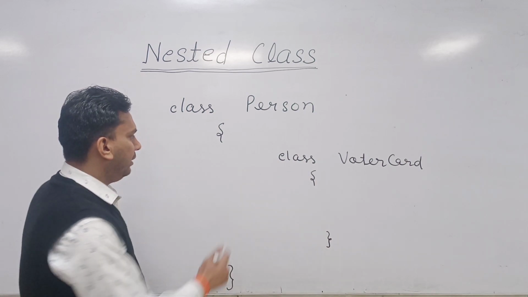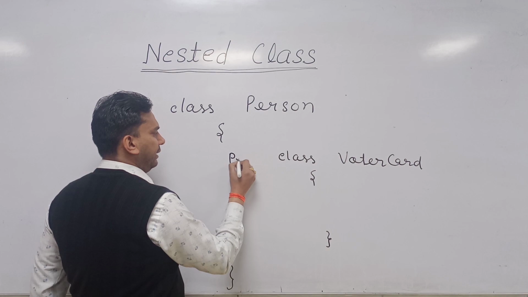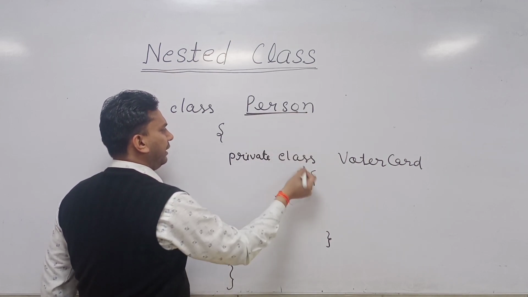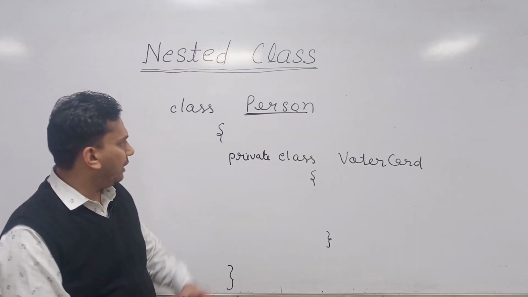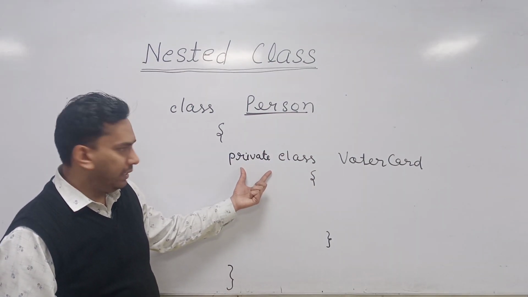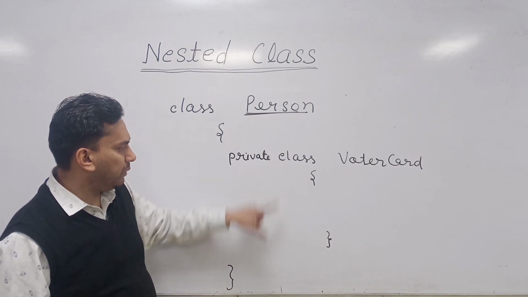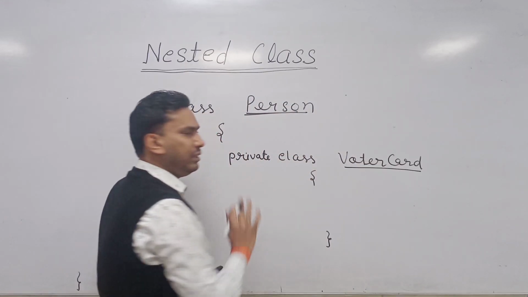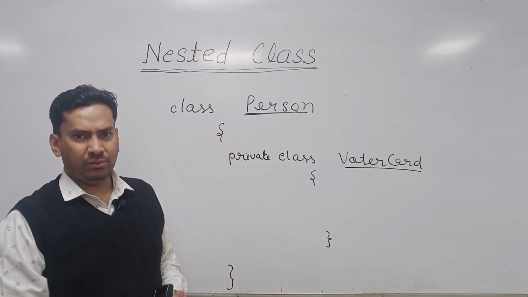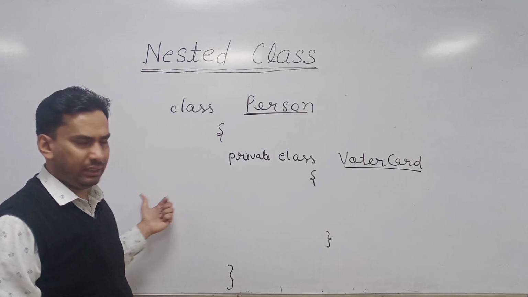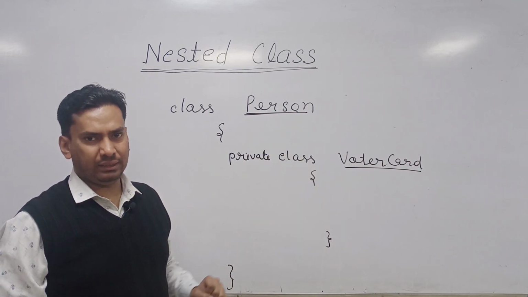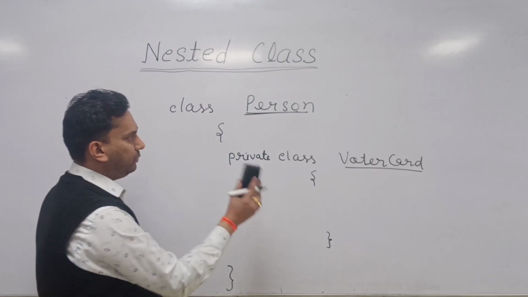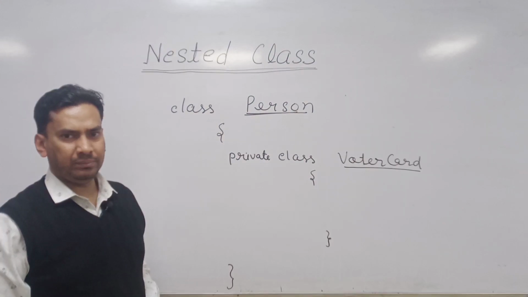That is the simple process here. So I'll make this class private because I feel that only Person should be allowed to access this VoterCard. So now you can see this is a private member. It is accessible within the class, so the class is Person. So this VoterCard class can be accessed within the Person class only. From the Dog class, outside this Person, you cannot access the VoterCard class. Right? So this is how you are going to use nested classes.